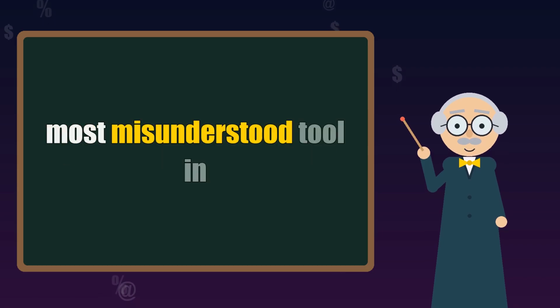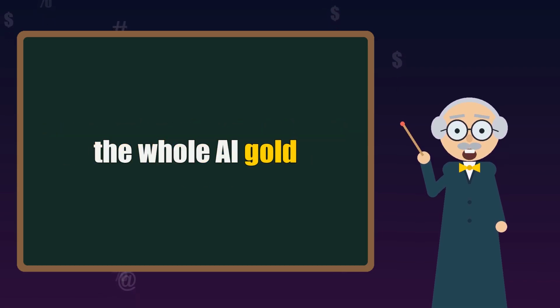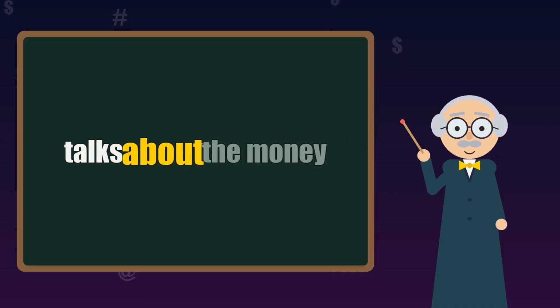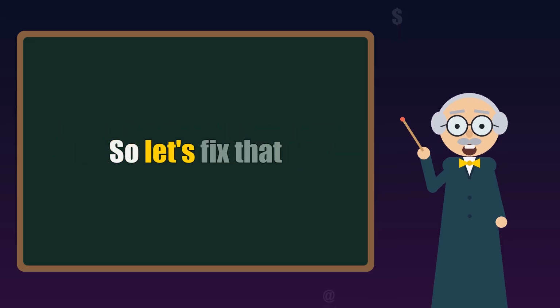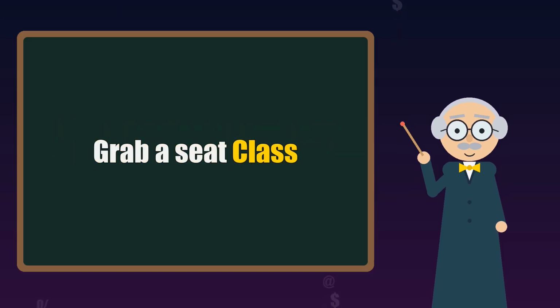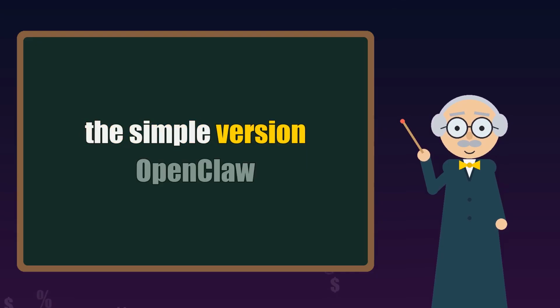OpenClaw might be the most misunderstood tool in the whole AI gold rush right now. Everybody talks about the money. Almost nobody explains how the thing actually works. So let's fix that. Grab a seat. Class is in session. Here's the simple version.